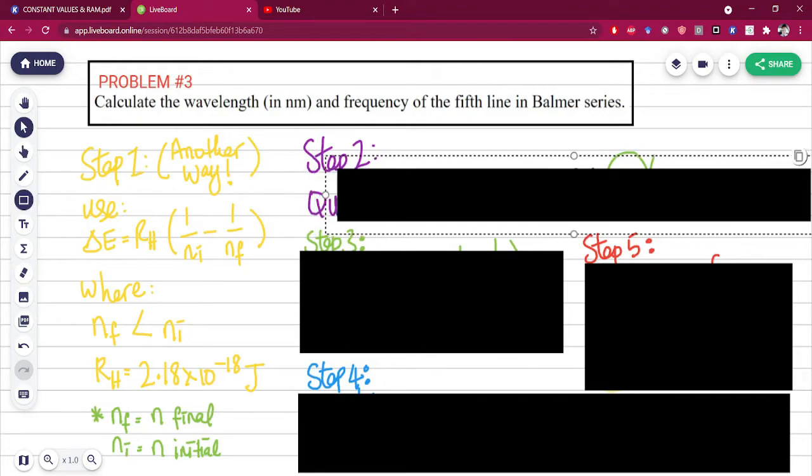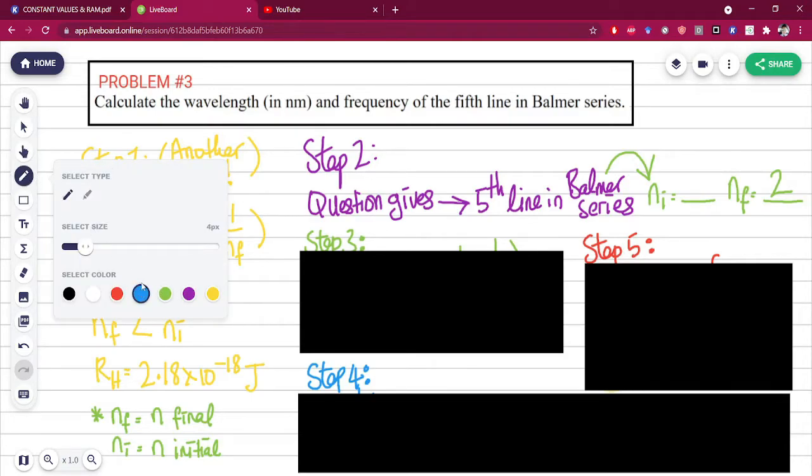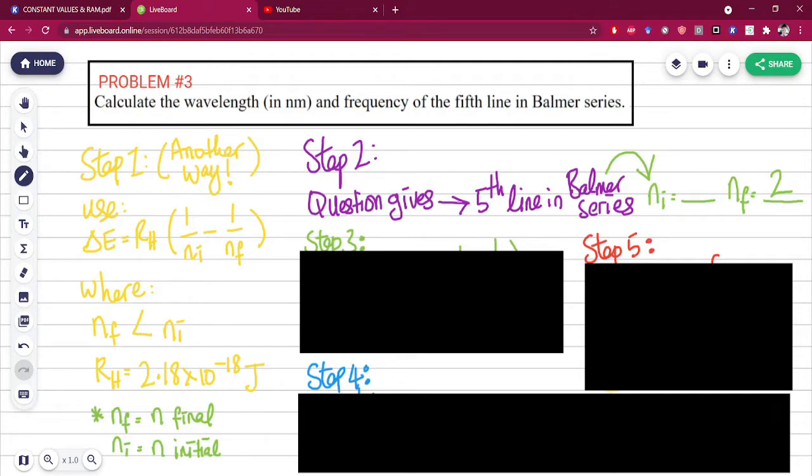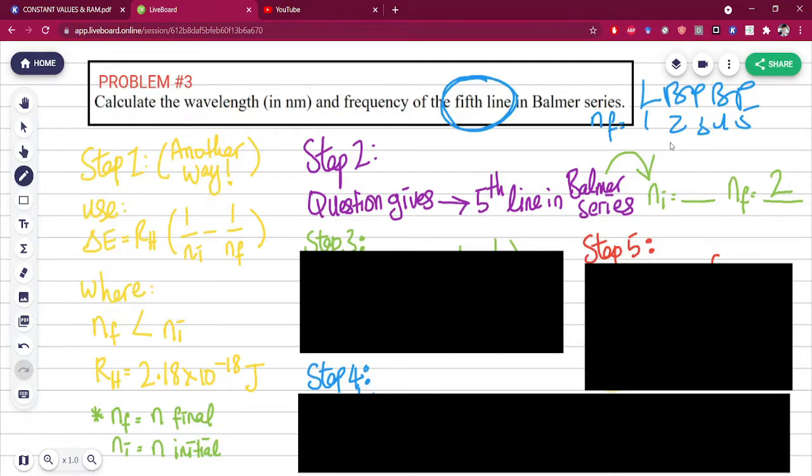Now, the same thing, the question gives you the information about Balmer series and the fifth line. So when you go back to the very simple mnemonic, okay, try to remember LBPBP. So this is n final. 1, 2, 3, 4, 5. Okay, you have 2 over here. And then you're going to be working with the fifth line. So fifth looks like 5. So we're going to plus 5. And this is going to be 7. So right here, you're going to put 7 as n initial.